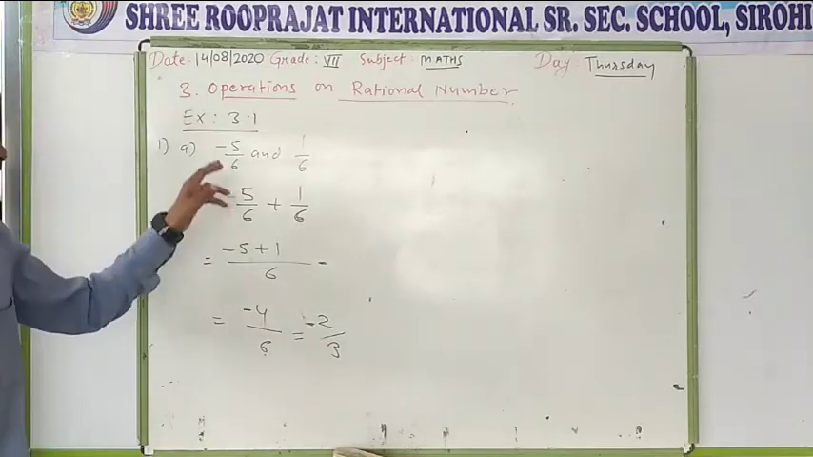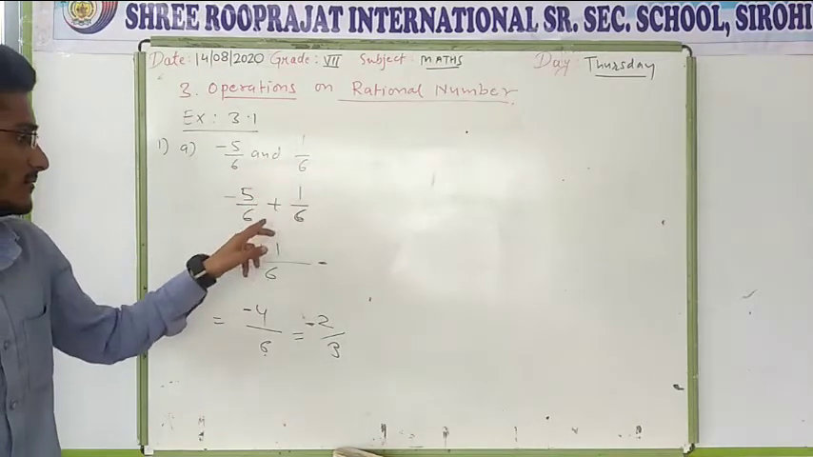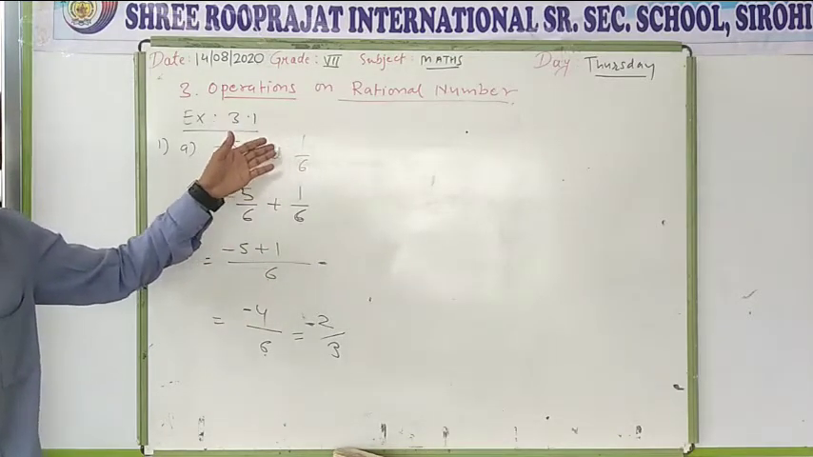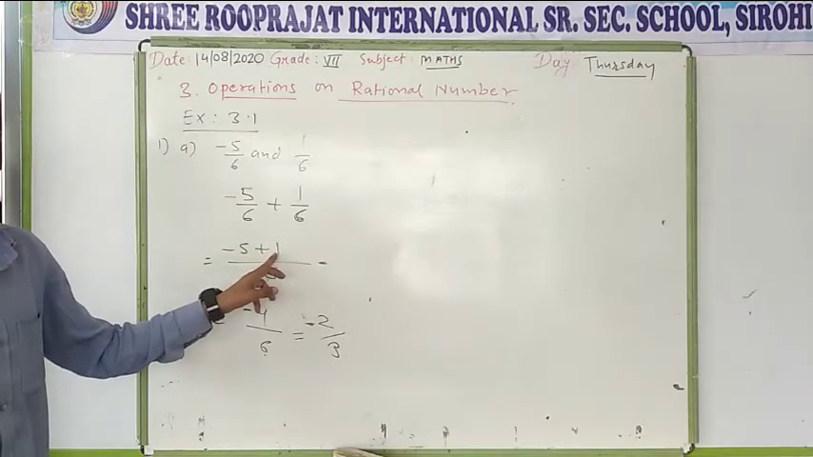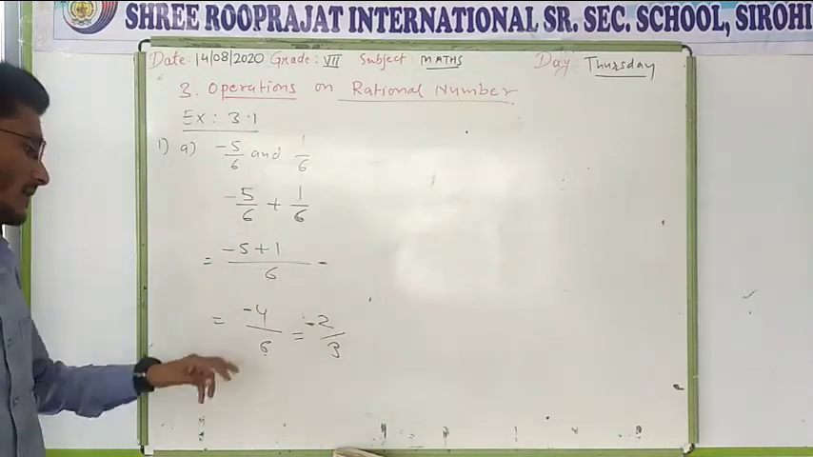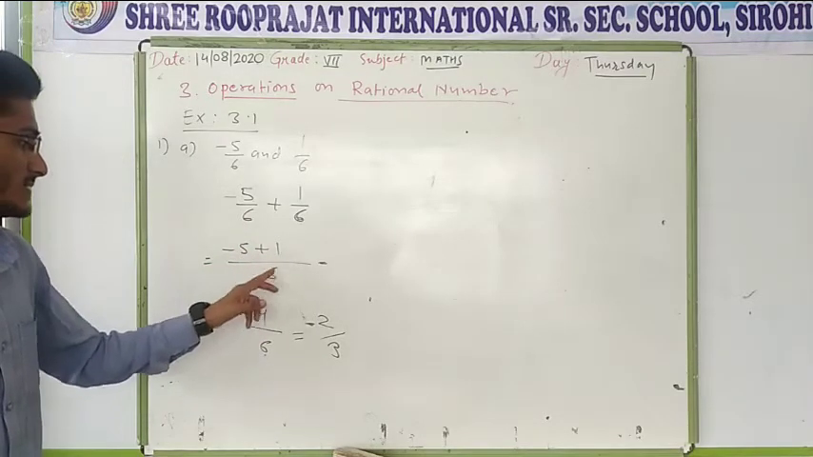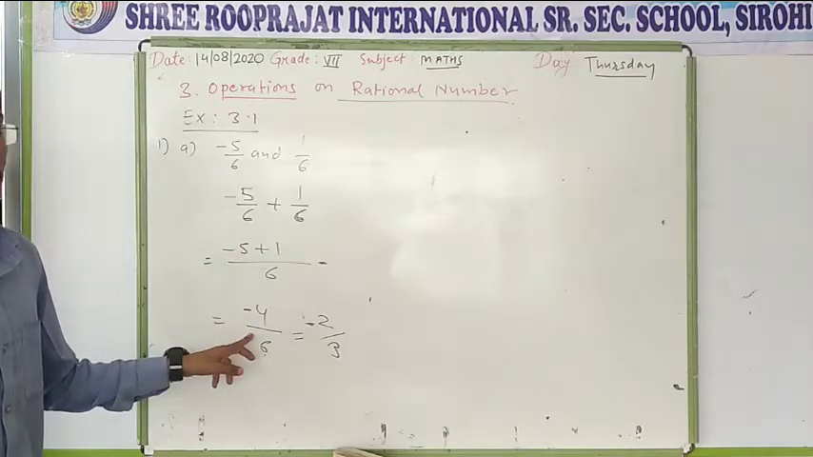So again, minus 5 by 6 and 1 by 6. You can see both the denominators are the same. You have to write the same LCM and either add or subtract according to the sign. So minus 5 plus 1, both are different signs, that means you have to subtract the smaller number from the greater one. So 5 minus 1, you will get 4. It is the greater one, that means you have to get a negative number.